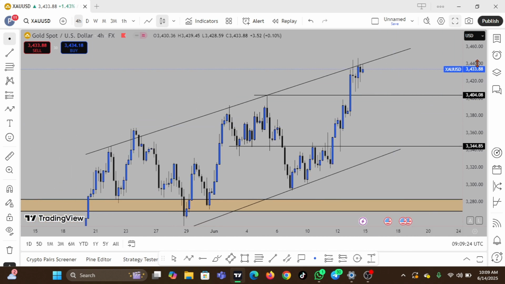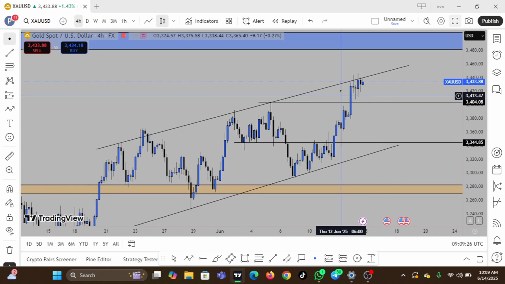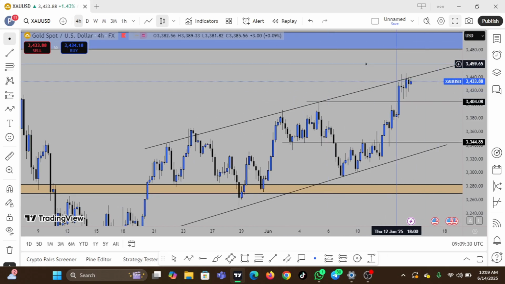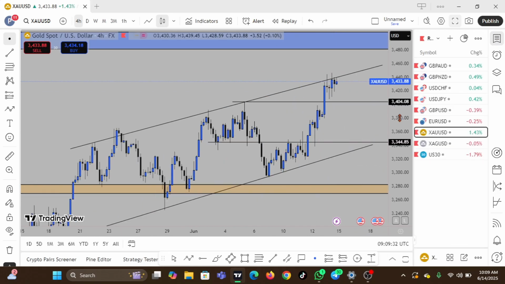So gold is still very bullish. We need to wait for some corrective movement, then we can look. There's nothing much on gold for now, because I don't like to trade in the middle. I love to trade when the trend is about to begin. So right now, day traders or scalpers may want to jump on a trade here.